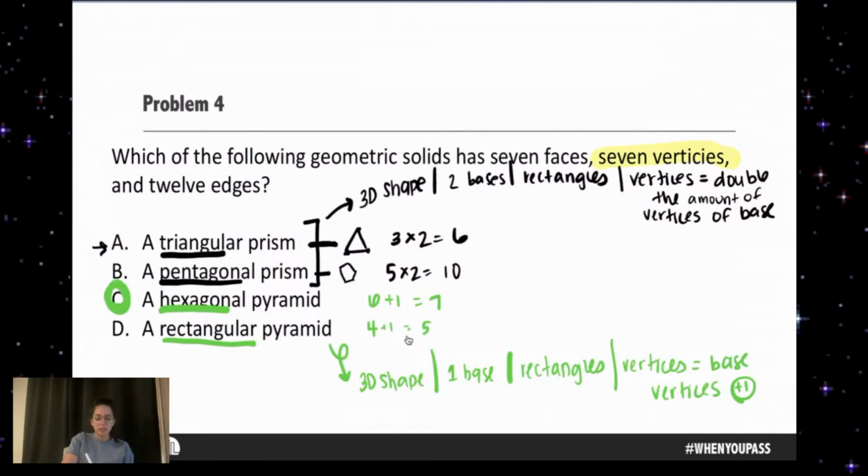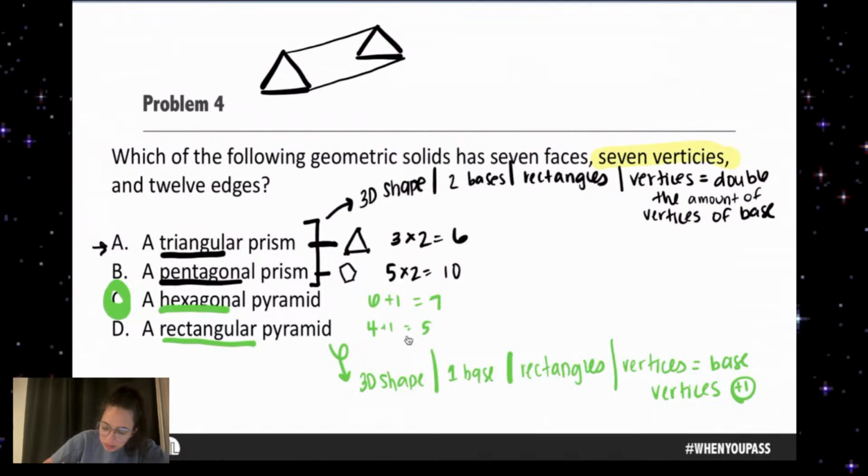So the correct answer is C, and I don't even know what these shapes look like yet. Now let's talk about what these shapes look like. A triangular prism is going to have triangle bases. These are just the triangles I chose. It could be triangles like this. It doesn't matter what the triangles look like, right? And then each vertex for vertex is going to connect like that.